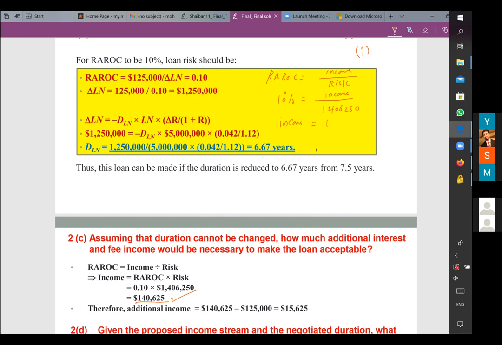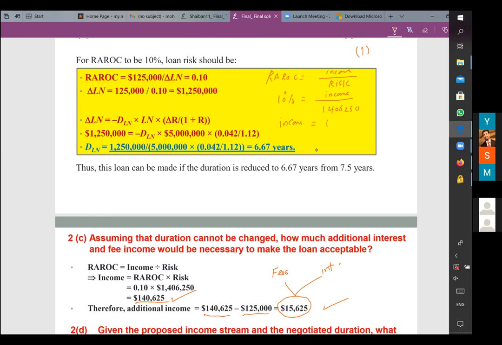How much are they paying us? They are paying us now 125,000. So if I can convince the customer to increase by 15,625 as fees or as interest, I can choose, then I can accept this loan. It's actually equal to the RORAC I needed. If we increase it to this amount, we can accept it.